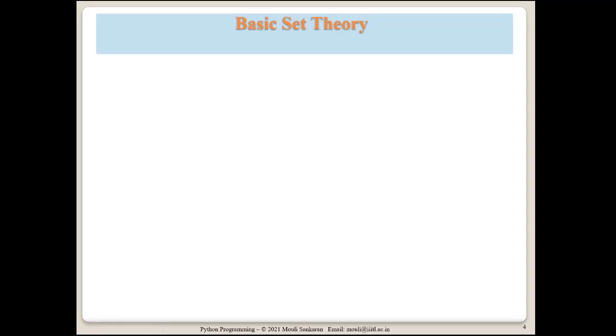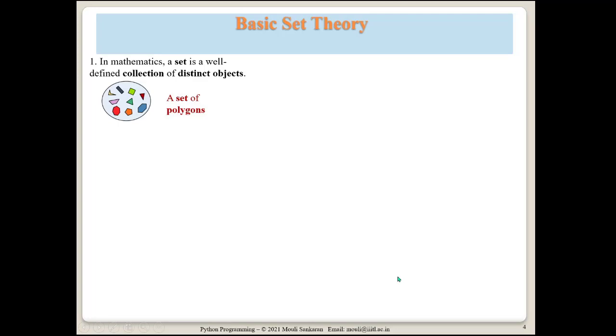Now we are going to learn about sets. Before that, I will introduce you to set theory, and then we will see how a set differs from a list. In mathematics, a set is a well-defined collection of distinct objects, like a set of polygons. We call them a set because somehow they are related. The relationship need not be in terms of their types. It could be based on the application.